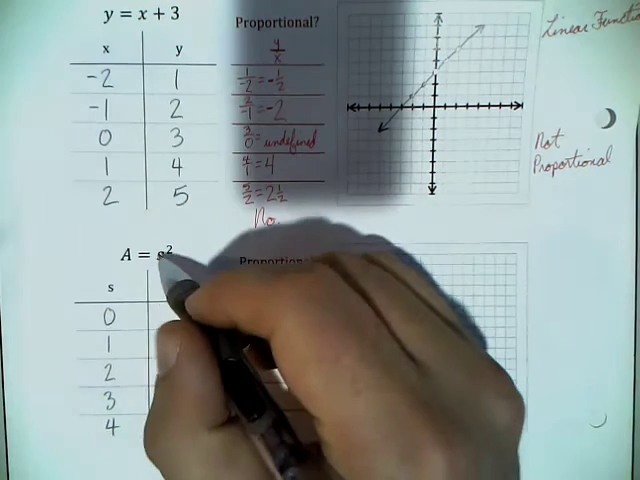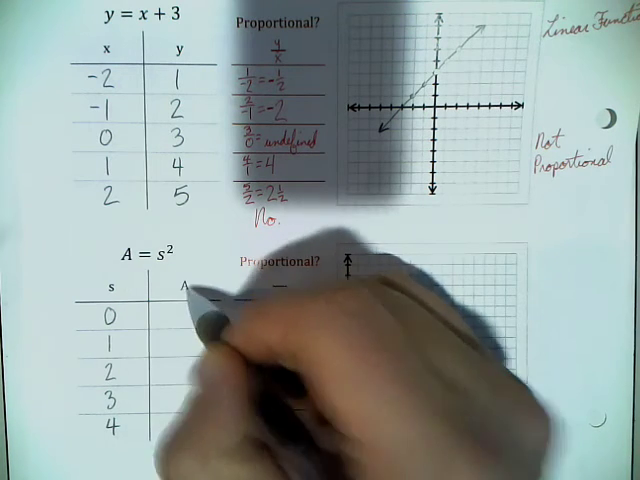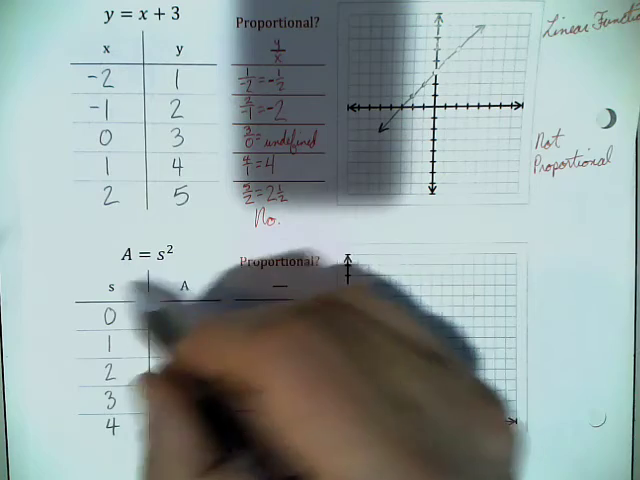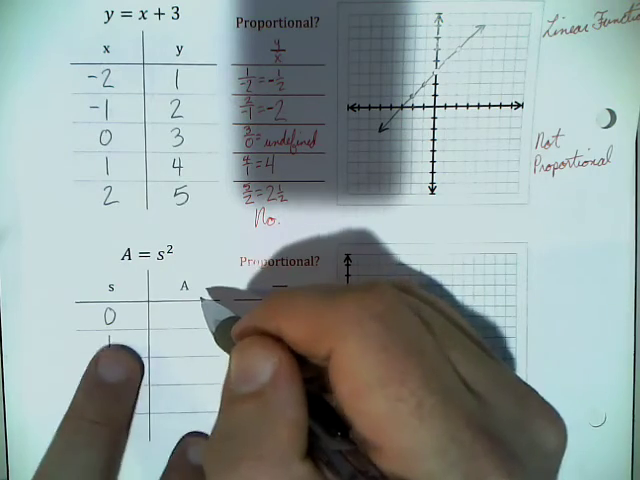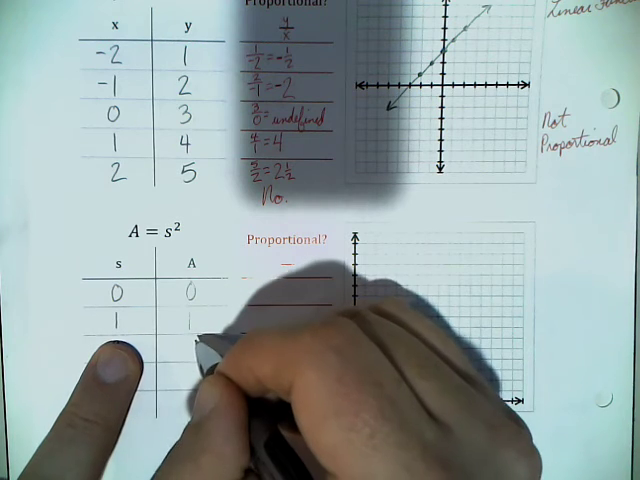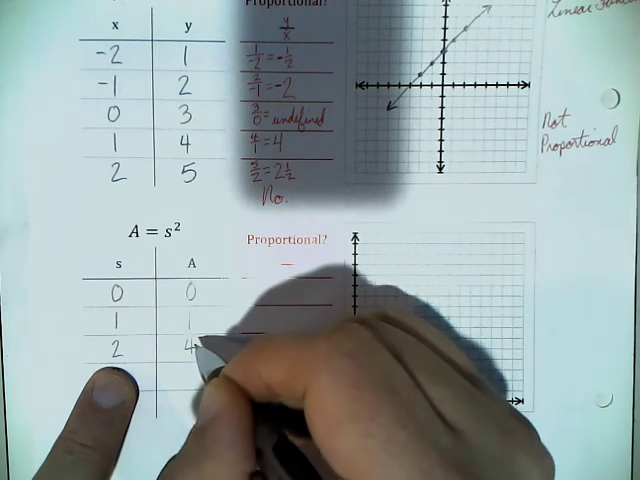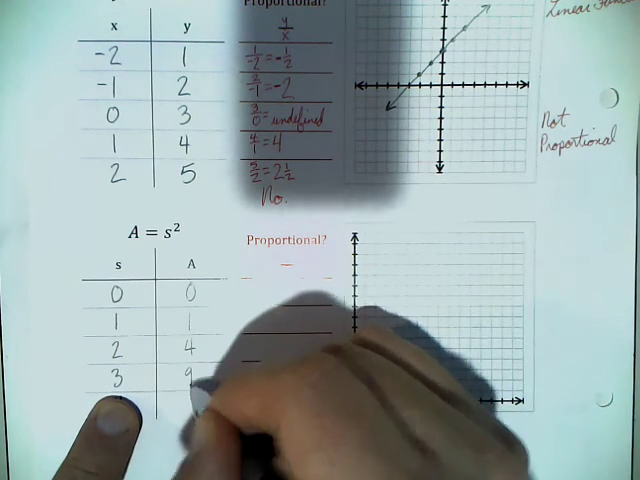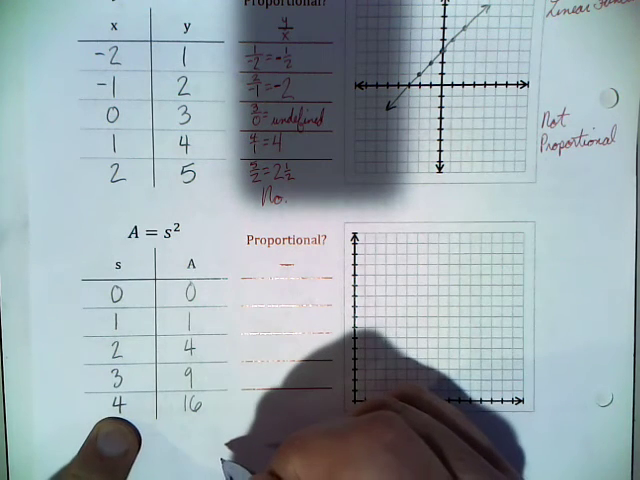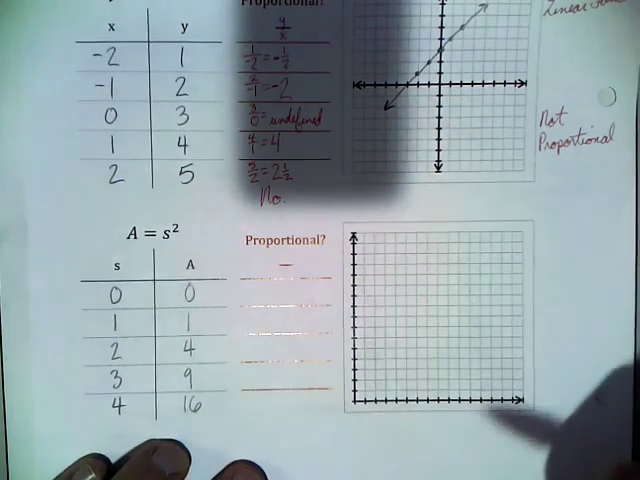So now if we put our inputs in, A, the output, will equal the input squared, s squared. So 0 squared is 0. 1 squared is 1. 2 squared is 4. 3 squared is 9. And 4 squared is 16. So graph our points here.